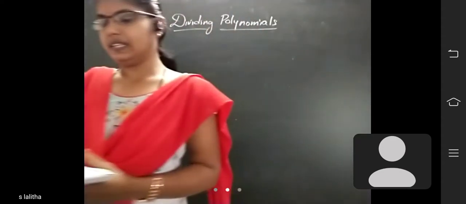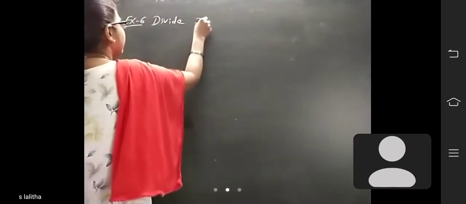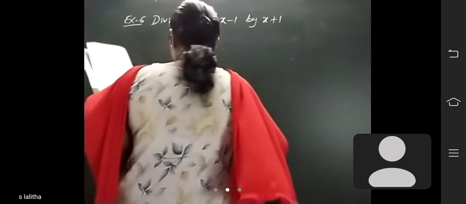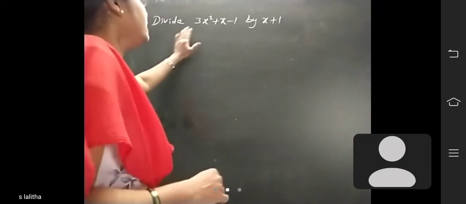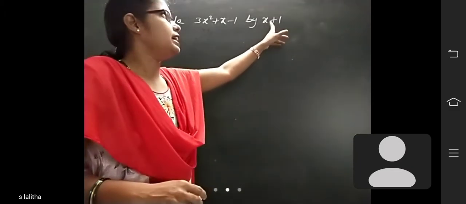Now example 6. Divide 3x square plus x minus 1 by x plus 1. What is given here? Divide 3x square plus x minus 1 by x plus 1. You should divide with x plus 1.